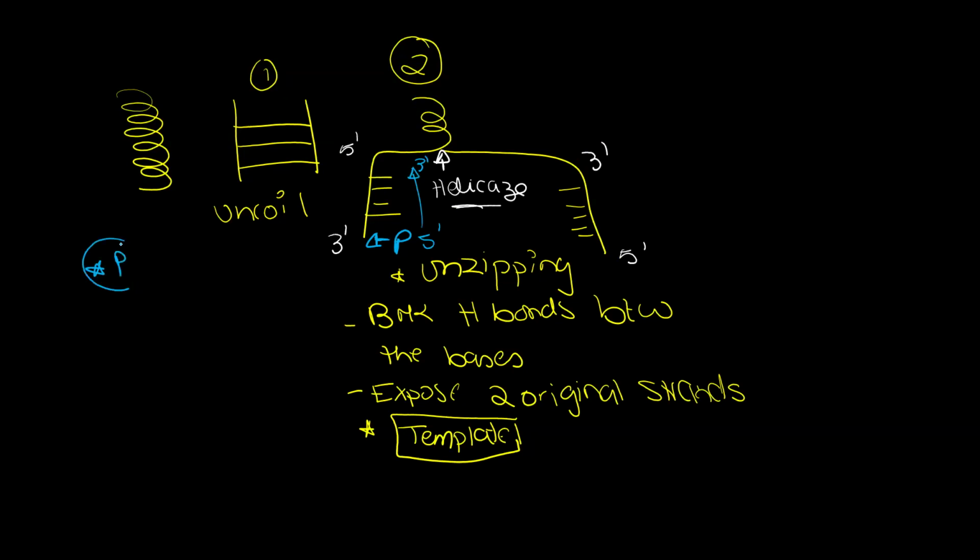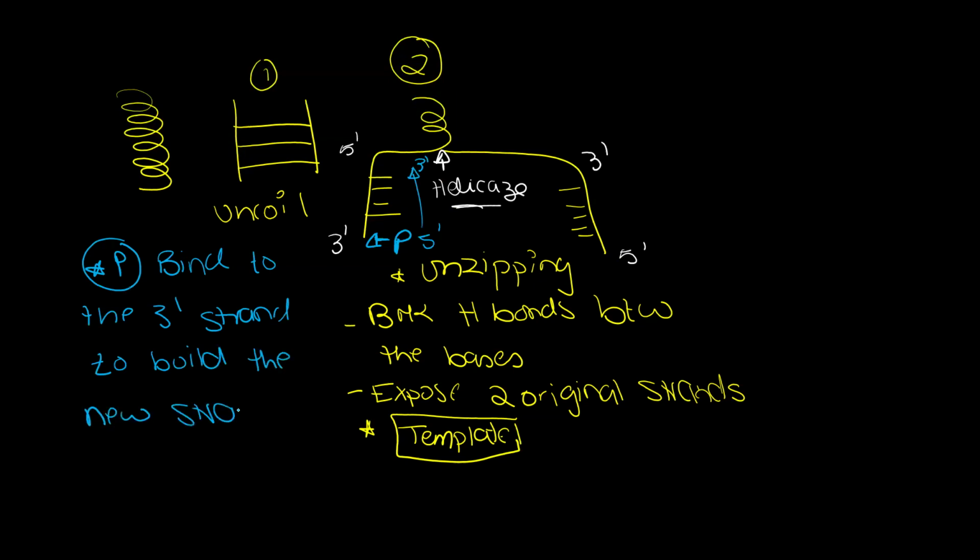The DNA polymerase, it will bind to the 3' strand to build the new strand in which direction? If it binds to the 3', then it will build the new strand in the anti-parallel direction, which is in which direction?